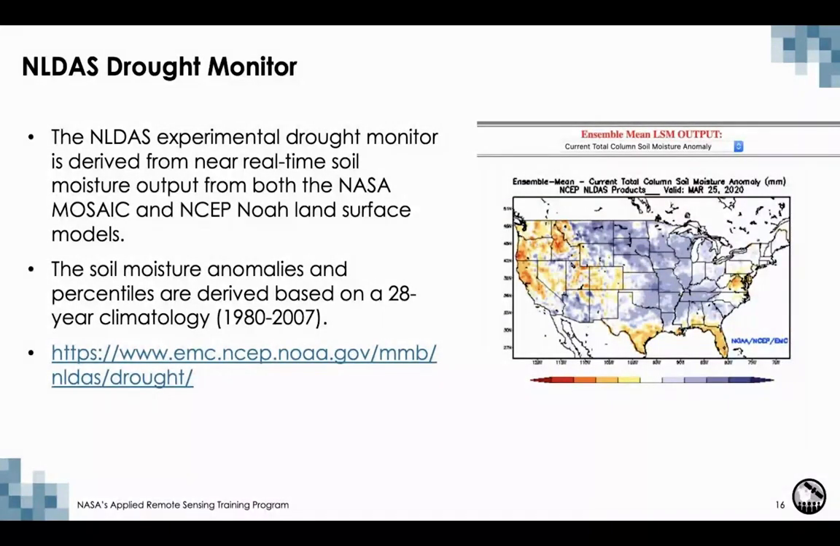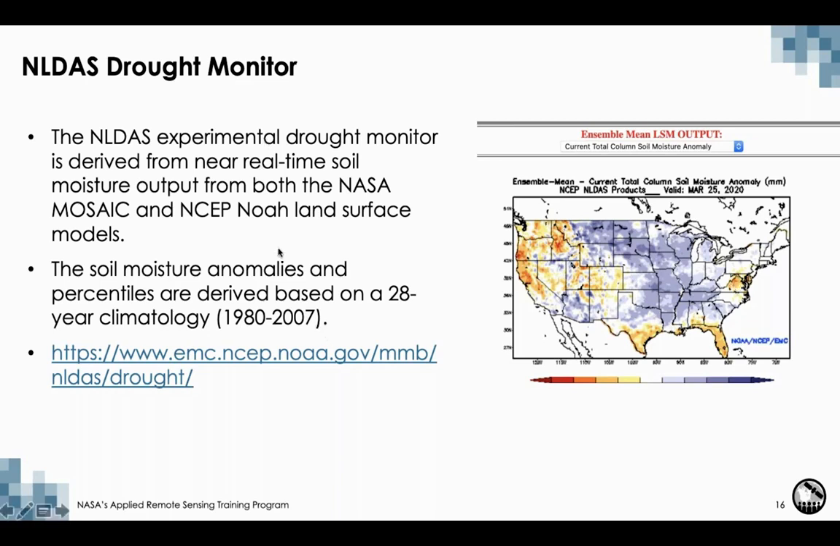Another application is of NLDAS. Example shows its use for drought monitoring. And again, this is an example of soil moisture. This was in March 25th this year. As you can see, deficit of soil moisture in certain areas where one would expect drought or agricultural drought.